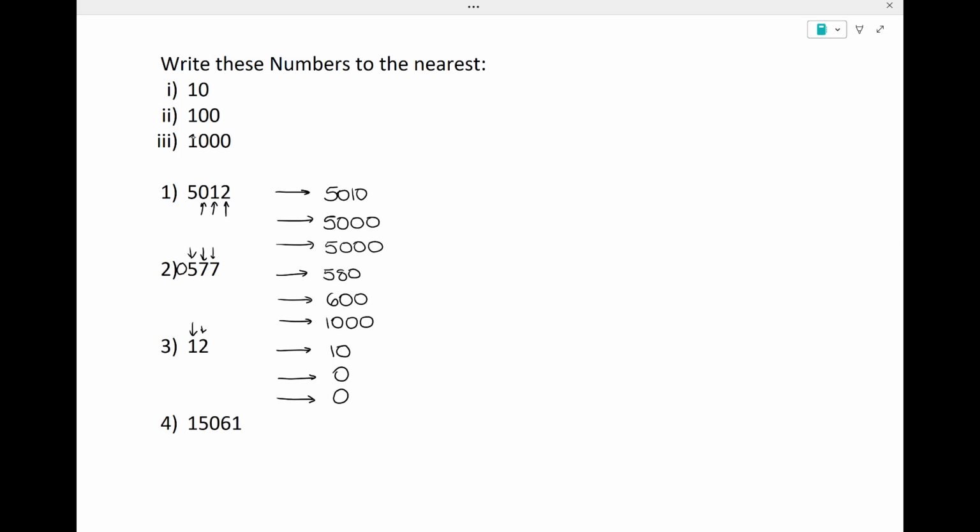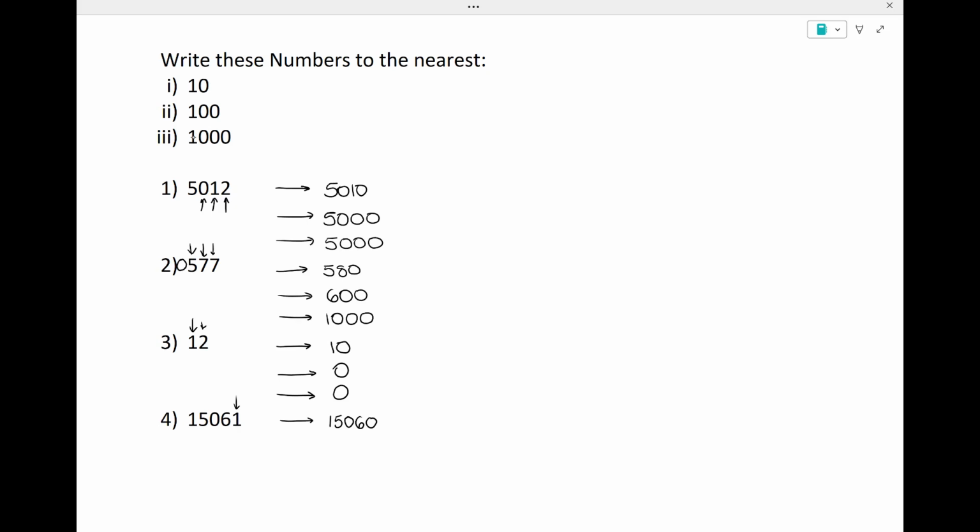And the last example here, 15,061, rounding to the nearest 10. Again, this number 1, we need to round to a 0. It rounds downwards, and so this becomes 15,060. To the nearest 100, we want the last 2 digits to be a 0. The number 6 is greater than or equal to 5, and so it will round upwards. This becomes 15,100. And finally, to round to the nearest 1000, we look at the third to last digit. It is a 0, and so it will round downwards to 15,000.